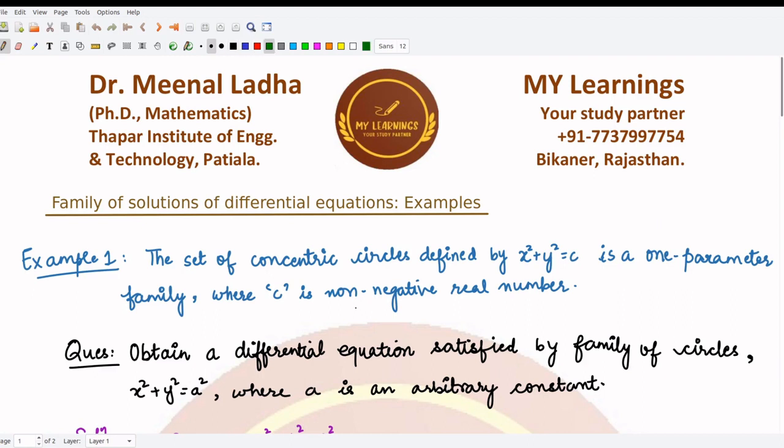So here I am taking the set of concentric circles which are defined by this equation: x square plus y square is equal to c. This c cannot be a negative quantity because it actually has to be the square of some quantity, and it should be a real number, otherwise our equation would not remain the same.